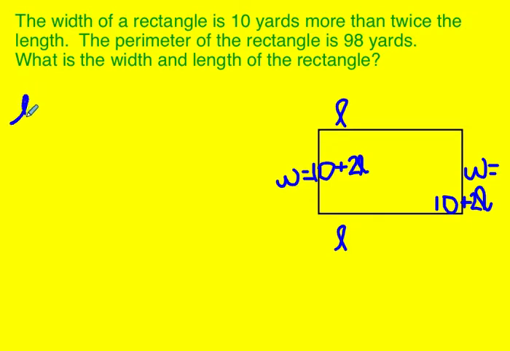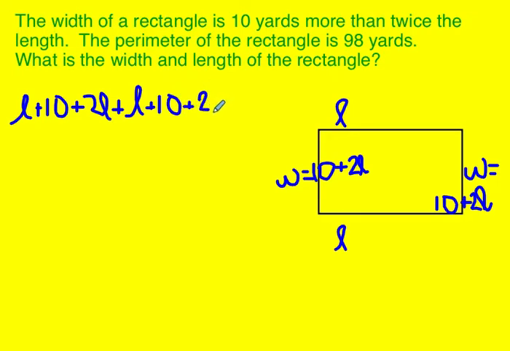So the top plus the right side plus the bottom plus the left side tells me the perimeter. So I added up all of the sides, so that's going to tell me perimeter.